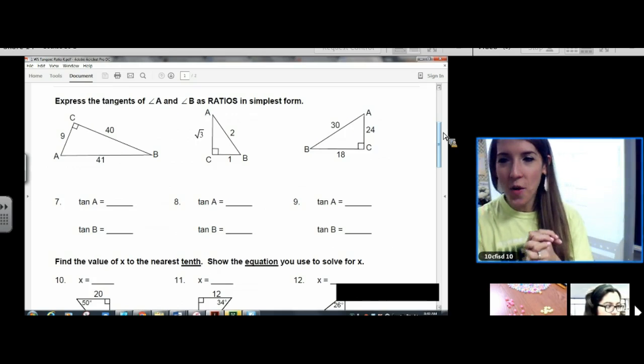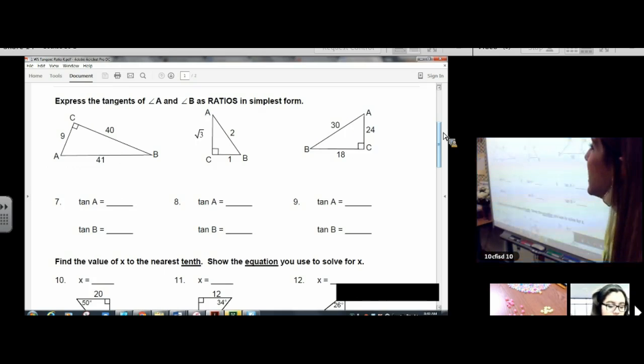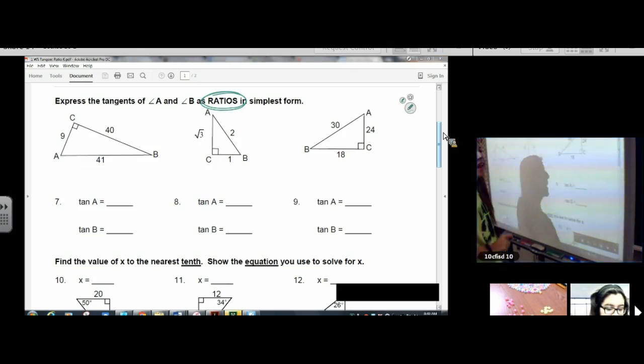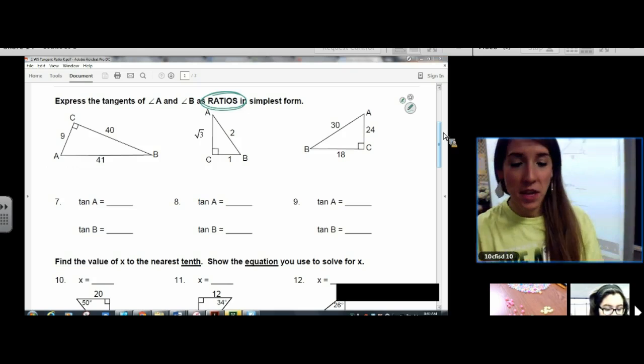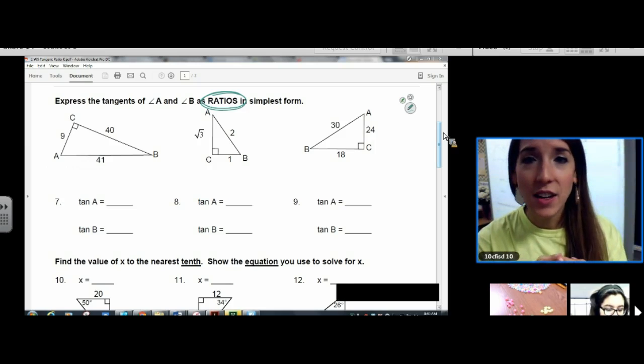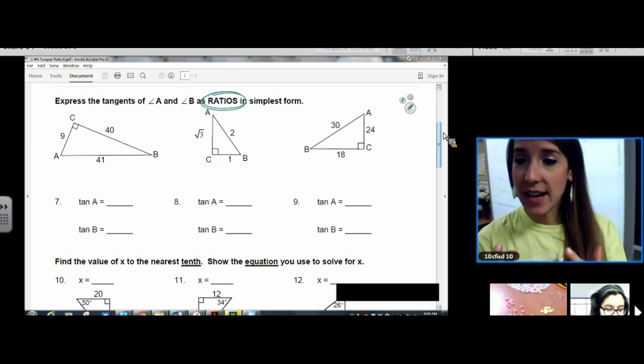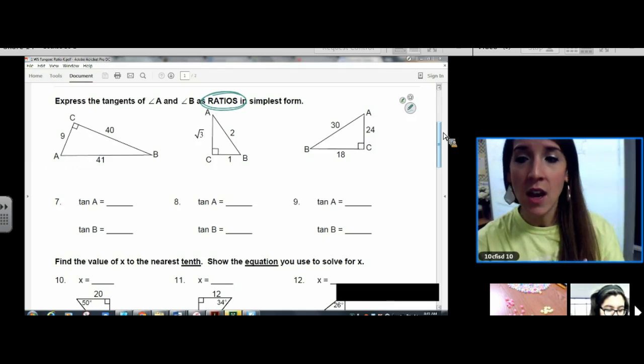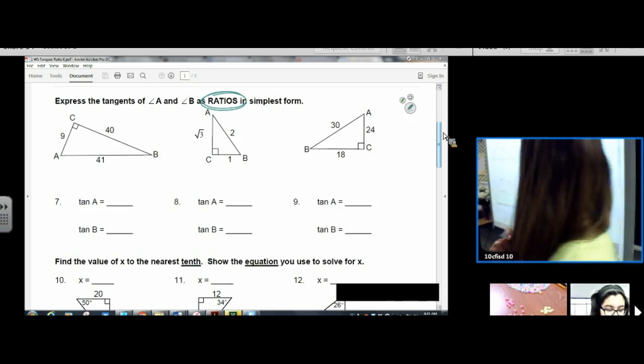Looking at the tangent homework and looking at number 7, when it says to express the tangents of A and B as ratios in simplest form, when you hear ratio, you should think divide, you should think fraction. I'm dividing something, and my answer should resemble a fraction. That's what a ratio is. I am not going to press the tangent button at all. We did one in our warm-up a lot like this.